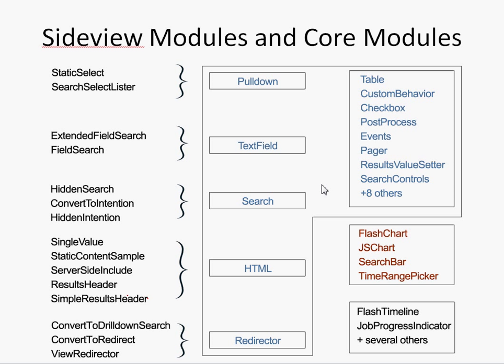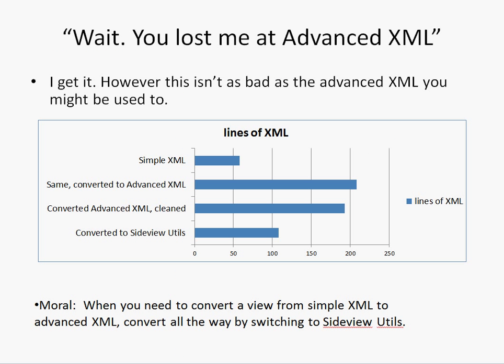Let's take the same view and build it 4 different ways. Well, actually, let's not, because we already did that. Let's just skip to the end. So this chart shows the number of lines of XML for each of the 4 different ways. The first way, let's build it in the simple XML. I'll show you the code for this in a second. It's essentially 4 pull downs and a number of charts and some drill downs. It's a custom dashboard.